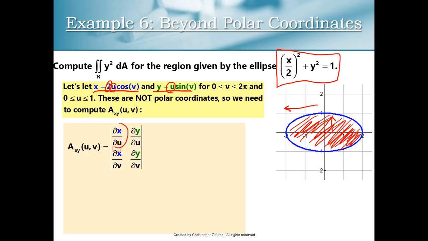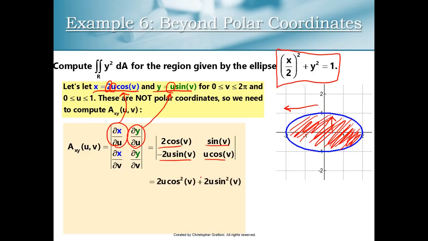It's really not too bad, though. dx du is fairly easy to calculate for 2u cosine v. dy du is not very difficult to compute with u sine of v being your y, and so on and so forth. So you get 2 cosine v, sine v, negative 2u sine v, u cosine v. Take the determinant of that 2 by 2 matrix, simplify using the Pythagorean identity, and you get 2u. Not too surprising, it's very similar to the polar coordinates area conversion factor, but this extra 2 is accounting for this little change in the x direction. If your ellipse has a change in the x direction and the y direction, you'll probably notice that that Jacobian determinant, that area conversion factor, will probably be the product of those two shifts.